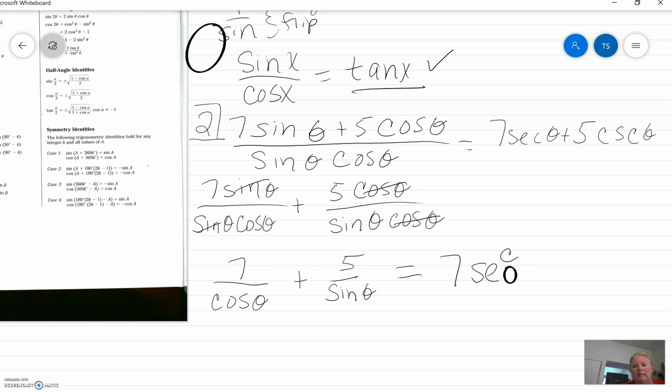That's a secant. It put an O in there because it's weird. I'll make that the theta. Plus 5, and then sine's on the bottom, so the reciprocal of that is cosecant. 5 cosecant theta. Okay, and look, these two are definitely the same. It is verified. Check.